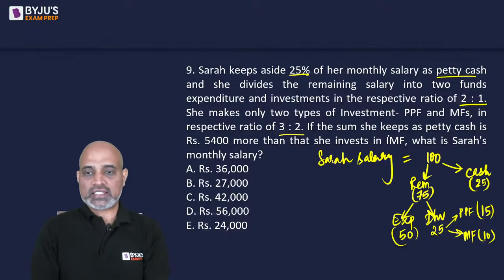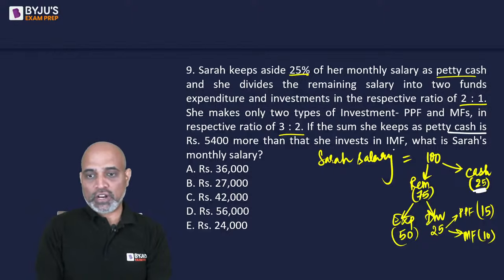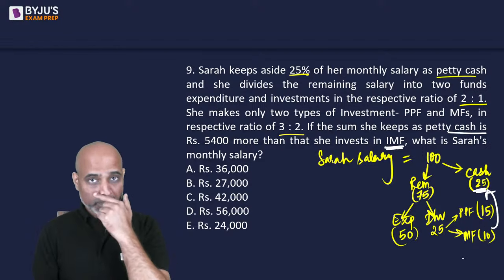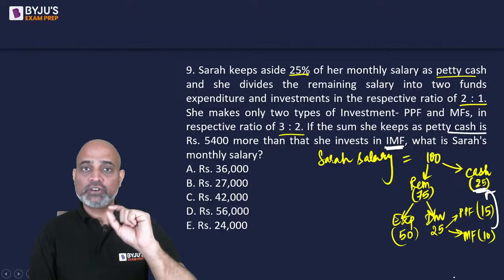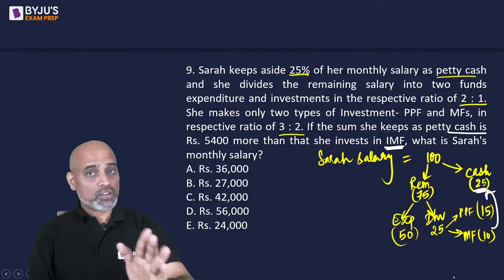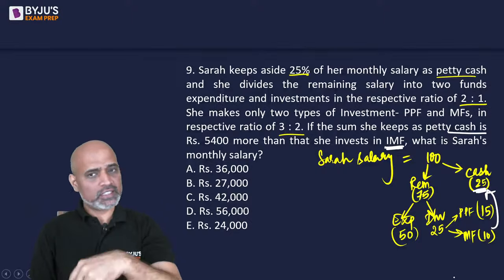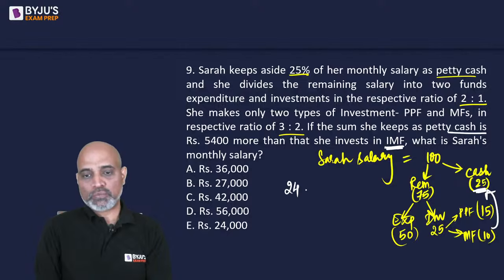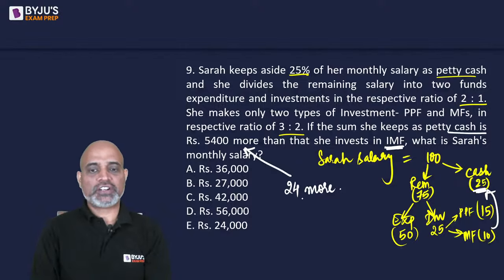Now the question is, if the sum she keeps as petty cash is 5400 more than what she invests in MF. So कितना invest कर रही है? कितना ज़्यादा? As per the language, it's given, no? Petty cash investment is something more than MF. So let's ignore that 5400. इधर check करते हैं कितना times है. So can we say this is 24 more? But it is given as 5400 more.